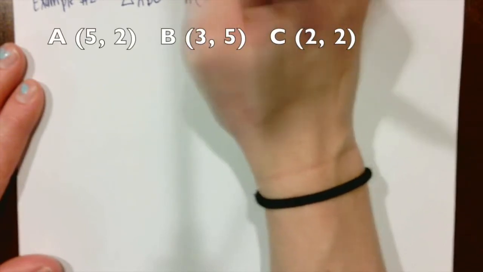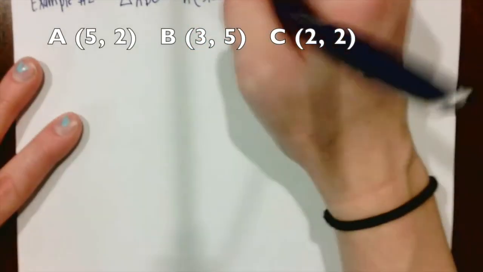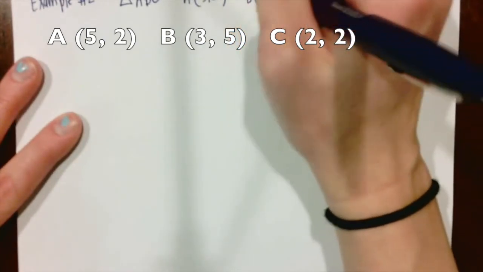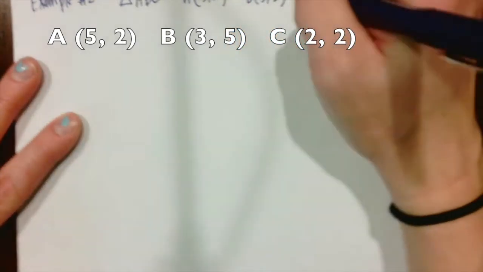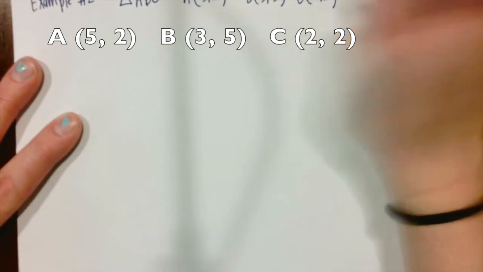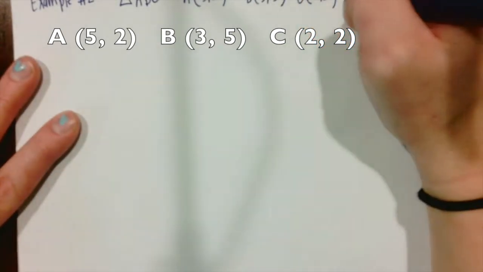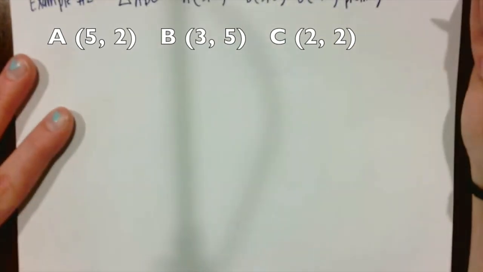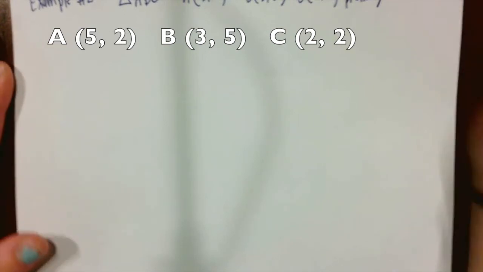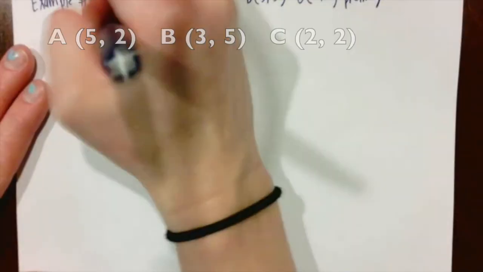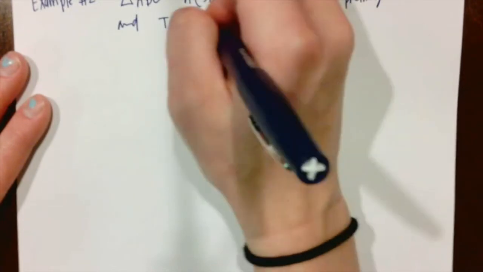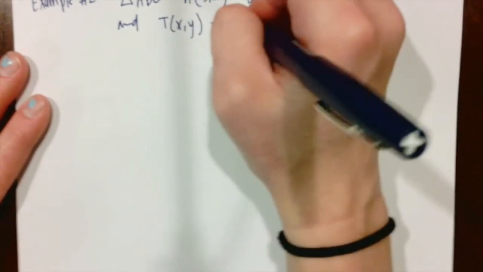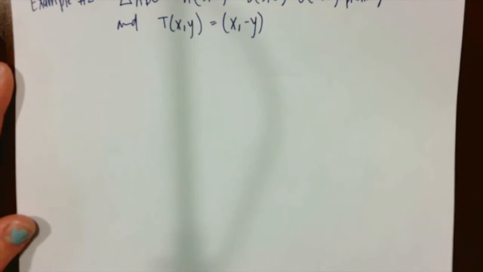Point A is found at the coordinate 5, 2. Point B is at the coordinate 3, 5. And point C is found at the coordinate 2, 2. So this is our pre-image, essentially. We're going to take that pre-image and do a translation. Our translation is of the point x, y, and it equals x, negative y.